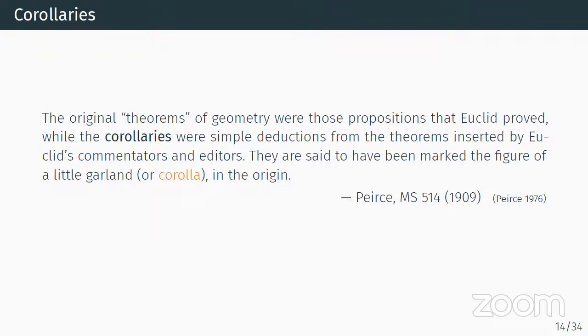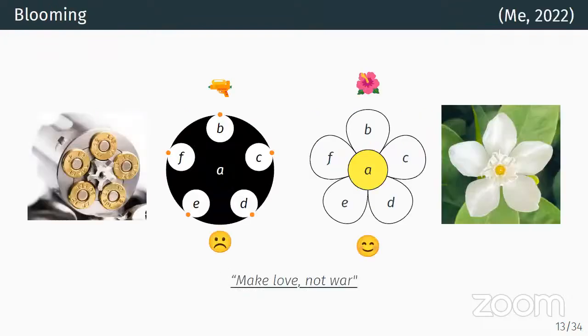Another trivia. Peirce, in one of his manuscripts, described the origin of the terms theorem and corollary. Actually, a corollary was depicted like people would put a little garland or flower corolla beside the name of the corollary. And if you think about it, it's a fun coincidence because the corolla, the petals of the flower in my representation, are literally corollaries of the pistil. They're directly implied by the pistil.